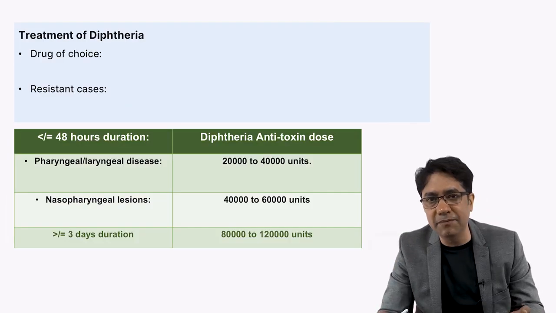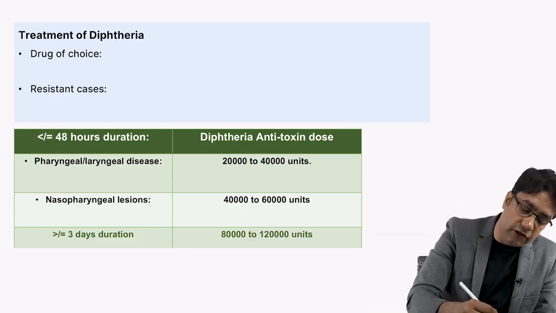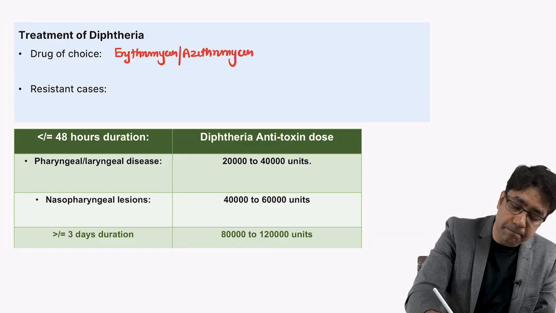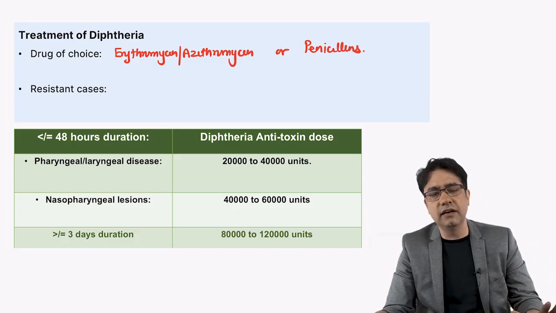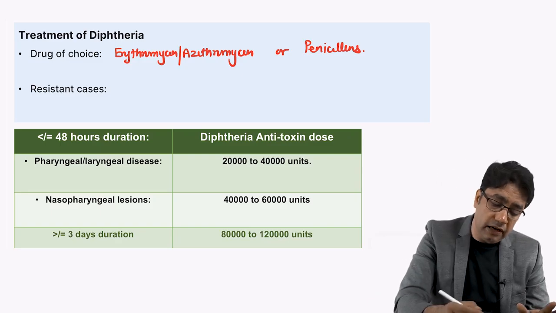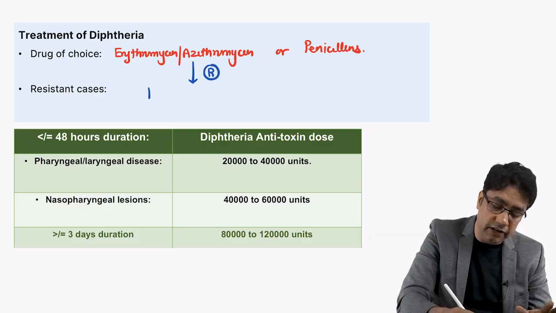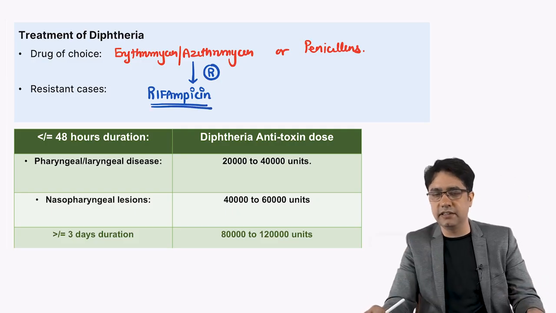Now let's talk about treatment of diphtheria caused by Corynebacterium diphtheriae. So the drug of choice for diphtheria is erythromycin or azithromycin. Another option which we can give is penicillin injections. We can give penicillins as well. But the most preferred drug is erythromycin and azithromycin. Now, in resistant cases, we can give one drug used for tuberculosis, that is rifampicin. We can give rifampicin in resistant cases.